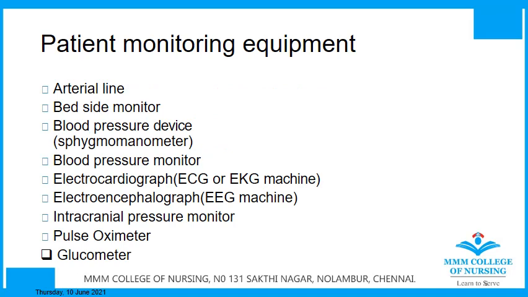Patient monitoring devices or equipments comprise of arterial line, bedside monitor, blood pressure device, that is sphygmomanometer, blood pressure monitor, electrocardiograph, that is either ECG or EKG machine, electroencephalograph, that is EEG machine, intracranial pressure monitor kit, and intracranial pressure monitor. It also includes pulse oximeter and the glucometer.